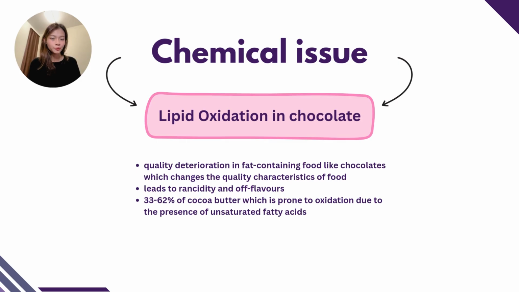Moving on to the chemical issue, one specific chemical or physical chemical issue that affects product quality or stability is lipid oxidation in chocolate. It is a major cause of quality deterioration in fat-containing foods like chocolates, which changes the quality characteristics of food. It leads to rancidity and off flavors. According to research, cocoa beans contain 33 to 62% cocoa butter, which is prone to oxidation due to the presence of unsaturated fatty acids. The higher the degree of unsaturation, the greater the instability, which makes them more reactive and susceptible to oxidation.